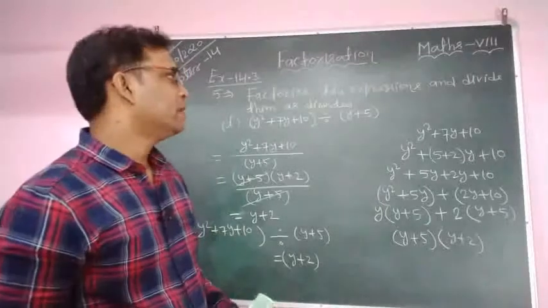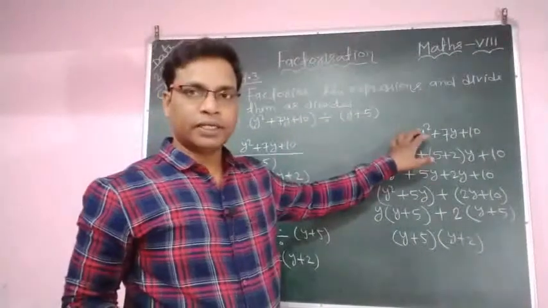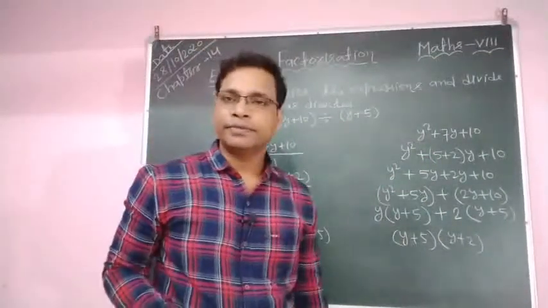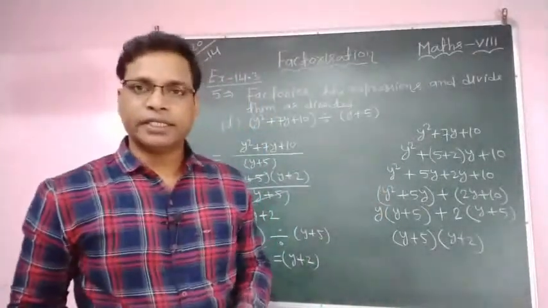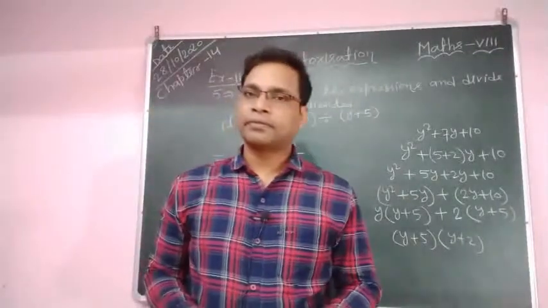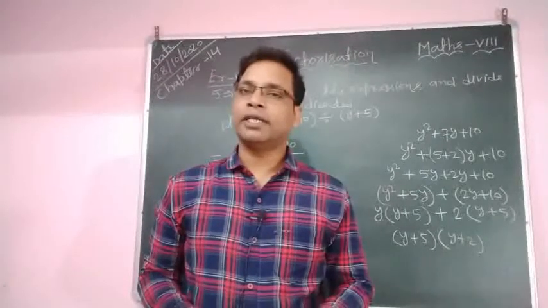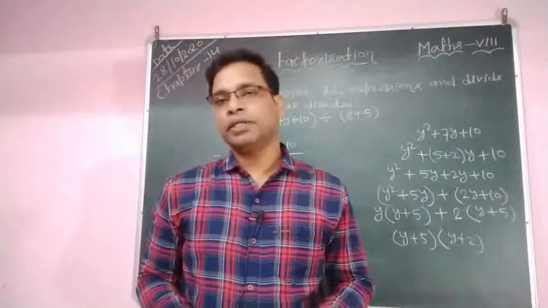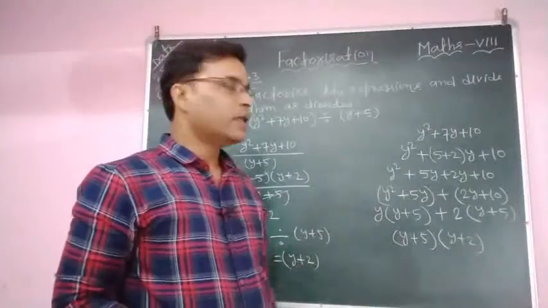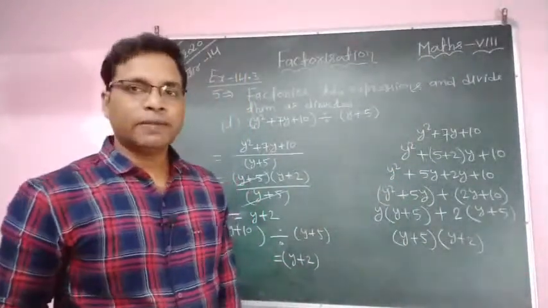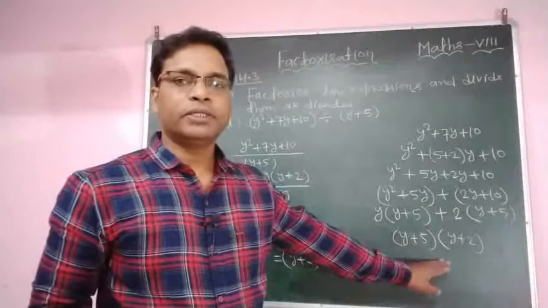First we find their factors. If it is not given, first we find their factors. How can we find factors? We use the identities. Here we use the fourth identity. What is the fourth identity? The fourth identity is that x plus a into x plus b is equal to x square plus a plus b into x plus a into b. We use it here and we find its factors. The factors of y square plus 7y plus 10 are y plus 5 into y plus 2.